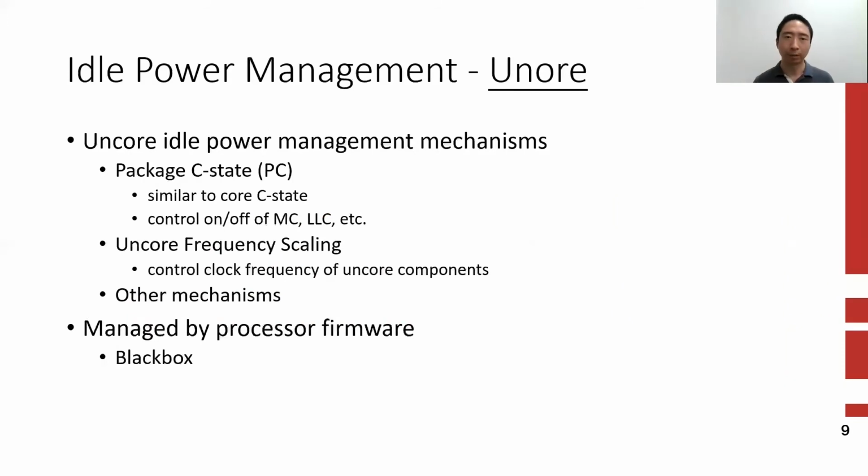The idle power management of Uncore is less transparent as it is mainly controlled by the processor firmware. According to our investigation, there are several mechanisms that affect the Uncore idle power. They at least include the package C state and the Uncore frequency scaling. Even though the mechanisms are not fully transparent, the primary rule is similar to the core's.